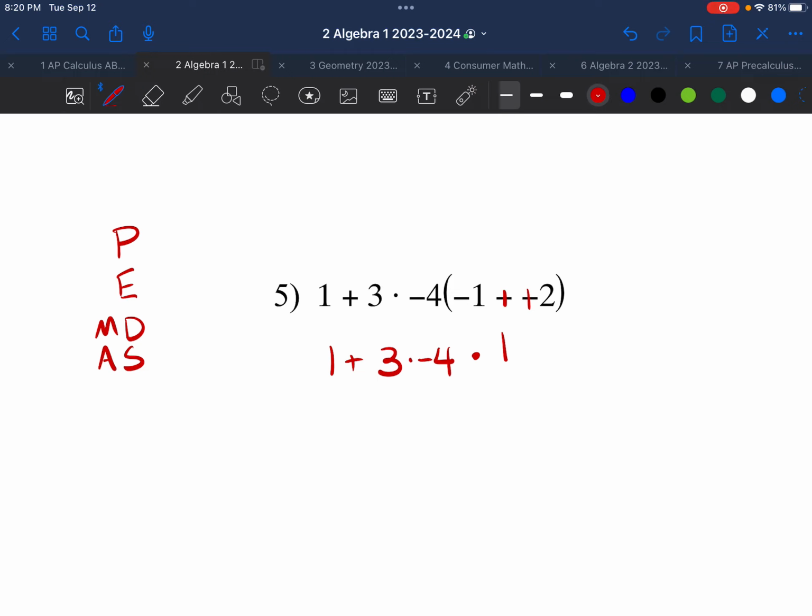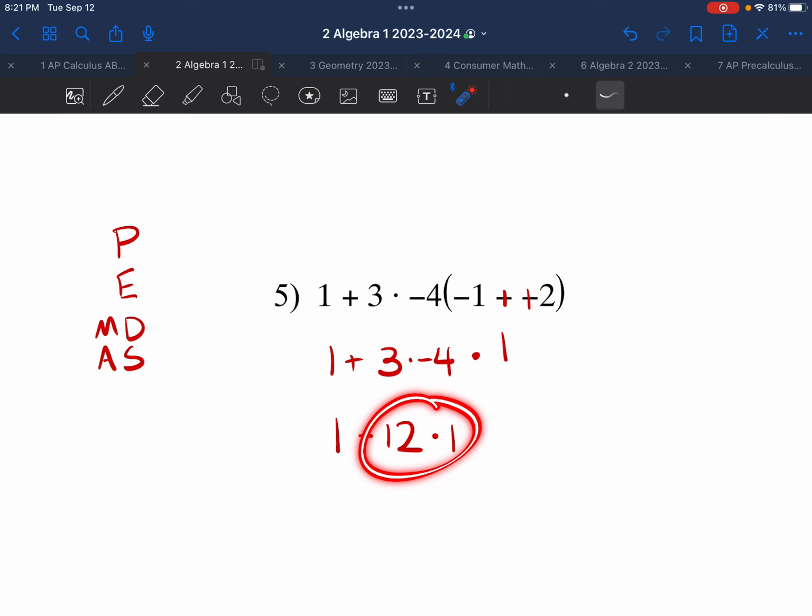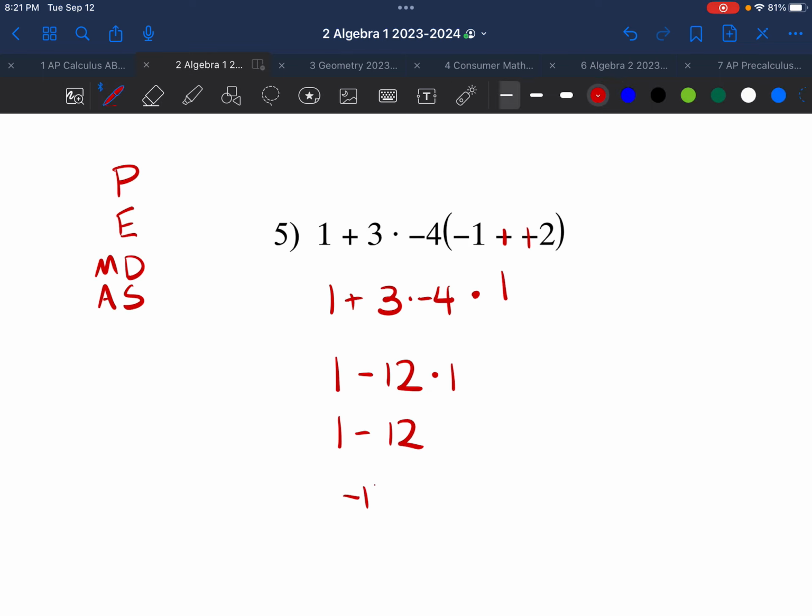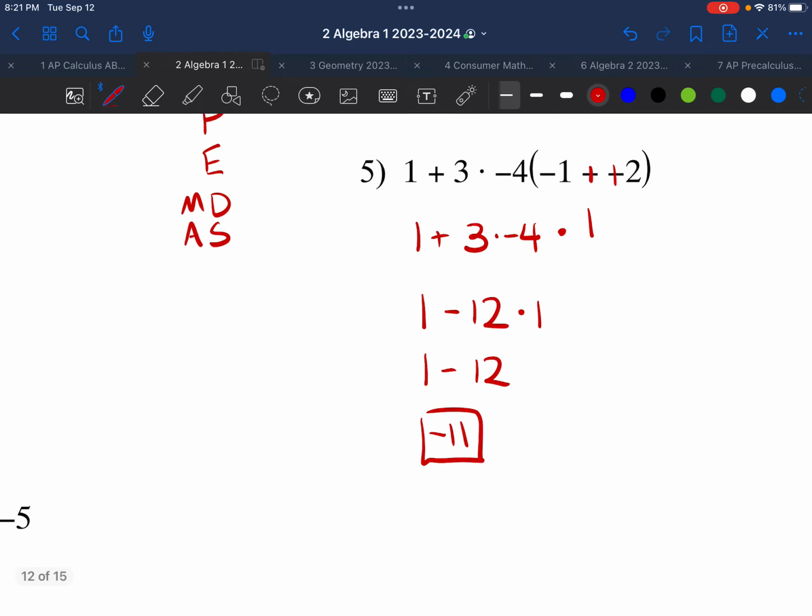So I'm going to drop down the 1. And now I'm going to do the left one first. 3 times negative 4 is negative 12. And I still have a times 1. I'm going to just drop down this one. And now I can do this. Okay, I have multiplication before the subtraction. Negative 12 times 1 is negative 12, and I have 1 minus 12. And then from there, 1 minus 12 is negative 11 for my final answer, which I'll clearly box because I want to make sure that my teacher knows exactly where my answer is.